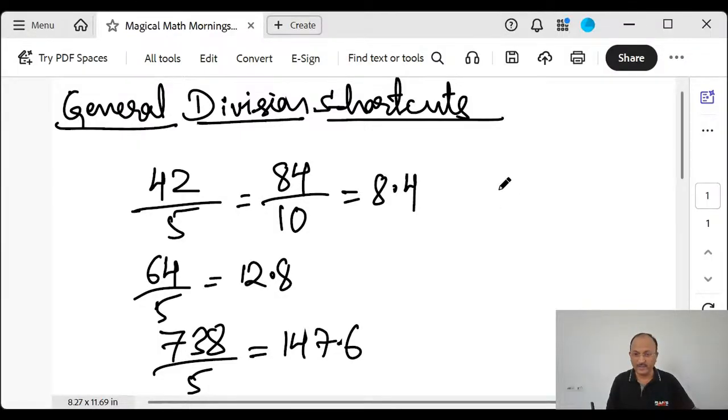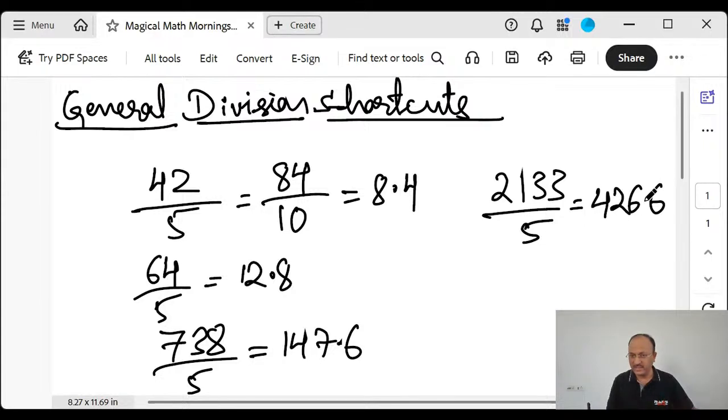Let's apply this one to a little bigger number. 2133 divided by 5. Yes, most of you are correct. Just double the numerator and leave one place and write the decimal. Yes, it is correct. It will become 4266. Leave one decimal place, you will get 426.6.